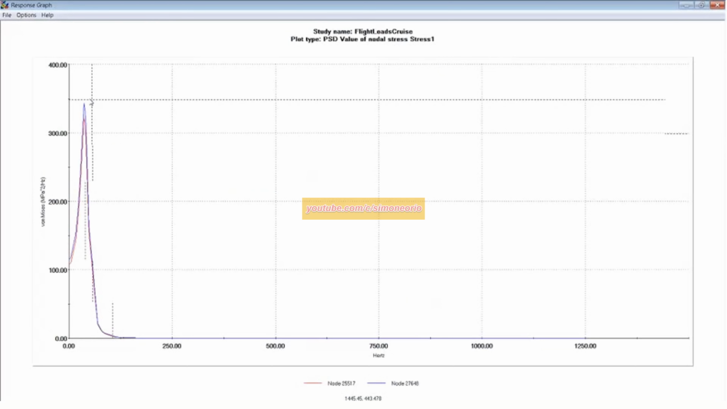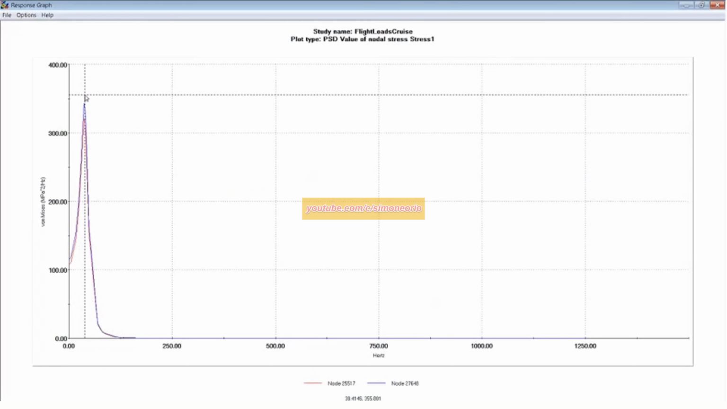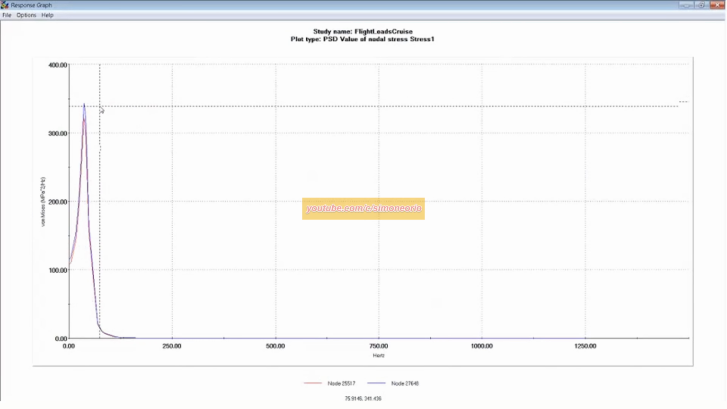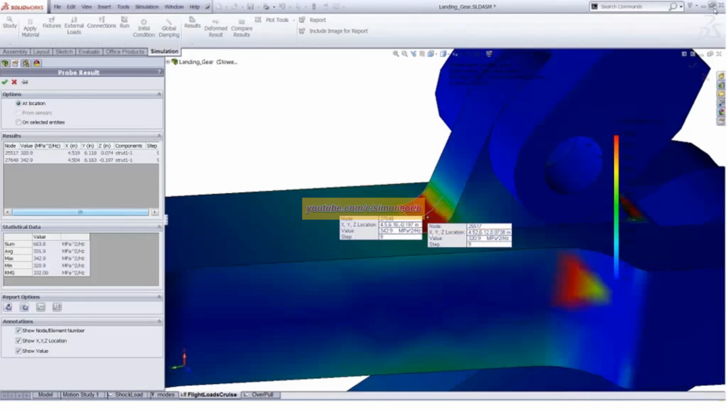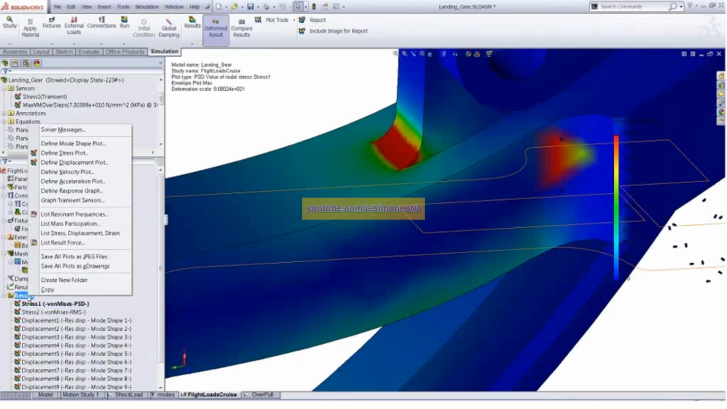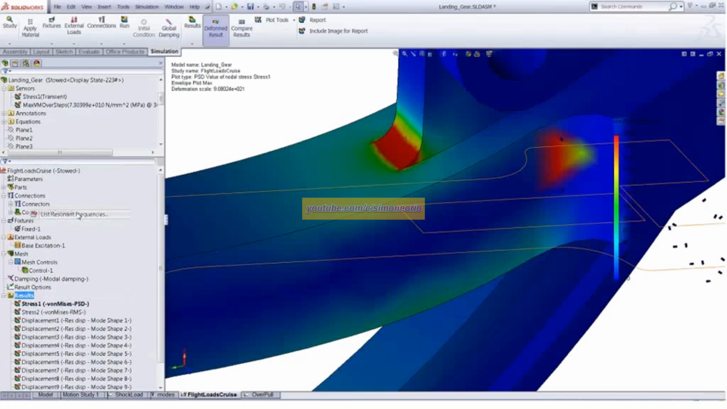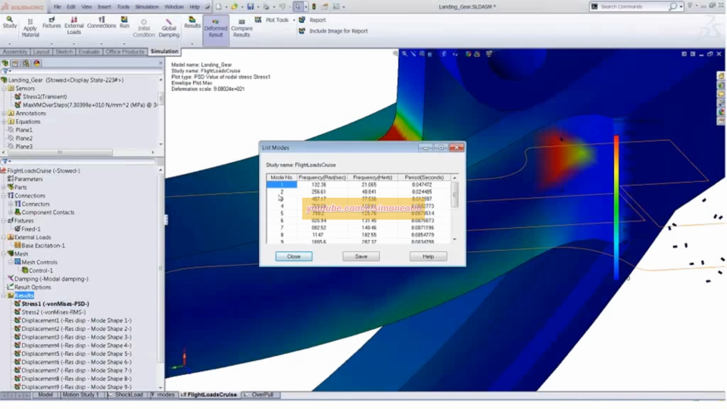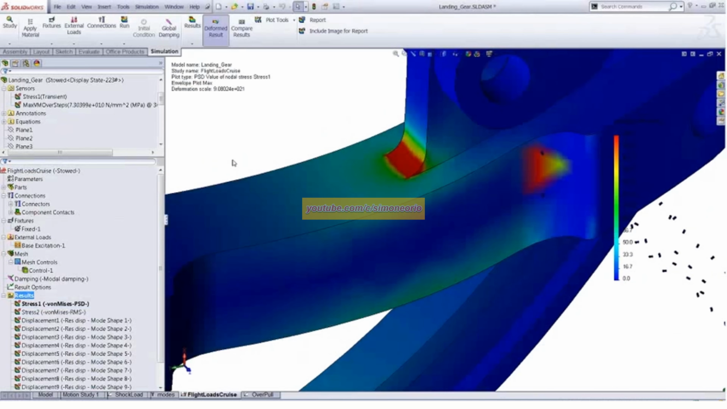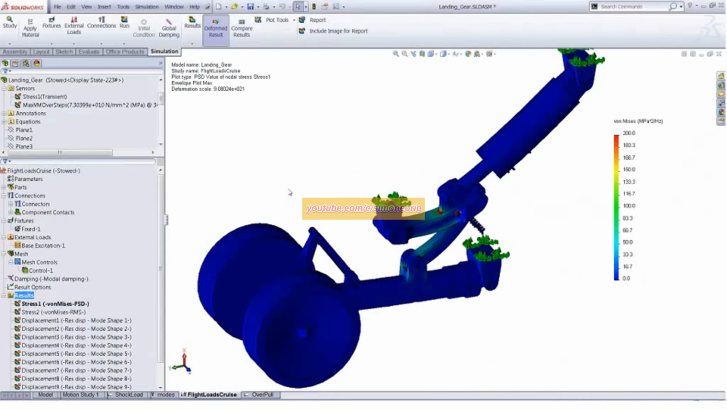So what this is telling me is I have a resonance in my system around 38 hertz, and that's where all the magnitude of my stress response is coming from. Because this is a frequency-based solution, I can go and look at my frequency plots and see which shape this is. So I say list my resonant frequencies, and my second mode of vibration for the structure is around 40 hertz or so. And that's right around the 38 hertz that's causing all the damage in our part.